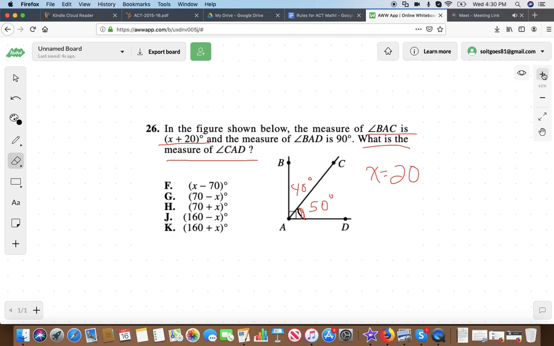I'm just trying to think in concrete terms here. I don't want to deal with equations. I'm going to deal with real values here. So if x is 20, what answer choice gives us the measure of CAD? G, 70 minus 20 would be 50. It's got to be G. It's the only one that gives us 50 when x is 20.